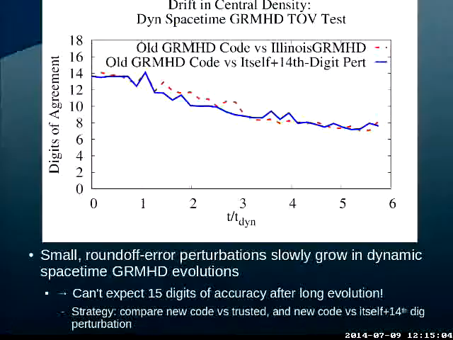Okay, so shown on the vertical axis here is the number of digits of agreement between a pair of runs. We compare our trusted code, labeled the old GRMHD code here, to itself with an initial 14th digit perturbation in the density only, and that's shown in blue. The old code versus Illinois GRMHD is shown in red. And the test is passed, of course, if the red line overlaps or is above the blue line. And as you can see, this is the case. So even after 6 dynamical timescales, we're still hitting about 8 or 10 digits, and it seems to be plateauing roughly around 8 digits of agreement.